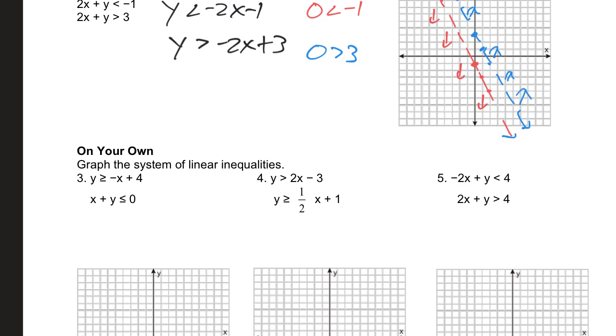Now, if you do want to do the shading, here's what it would look like. This top part would be shaded here. The other part would be here. You'll notice there's no overlap. And because there's no overlap, that means our answer is going to be no solution.